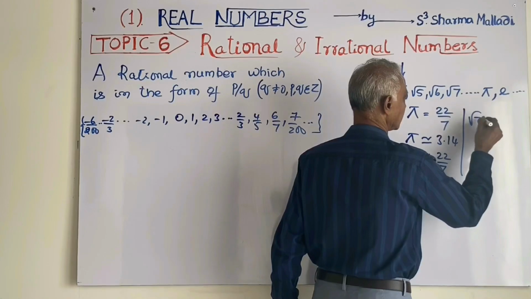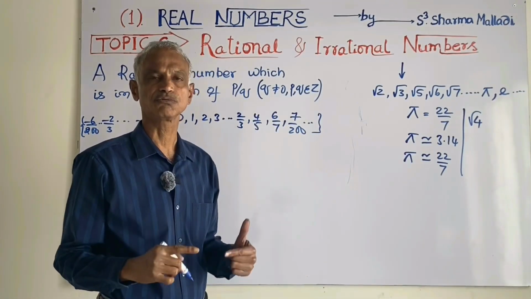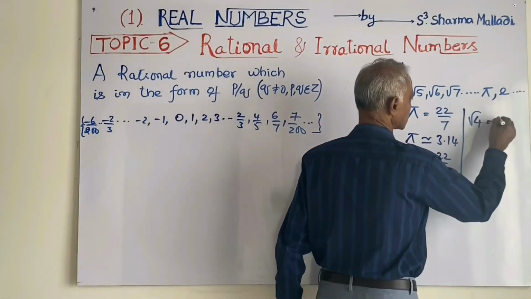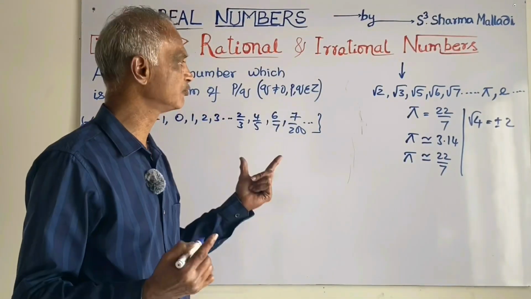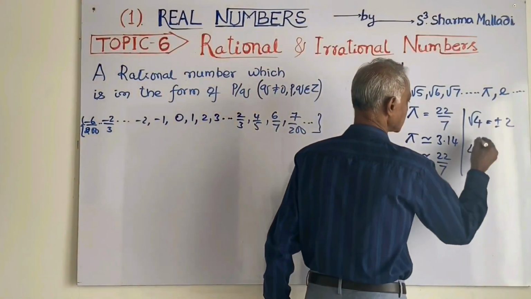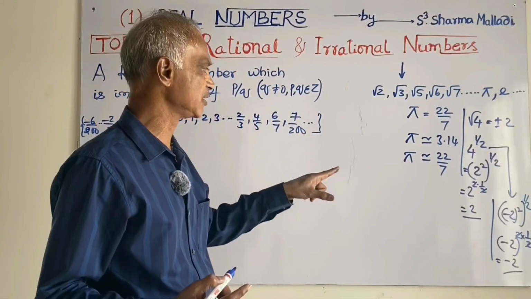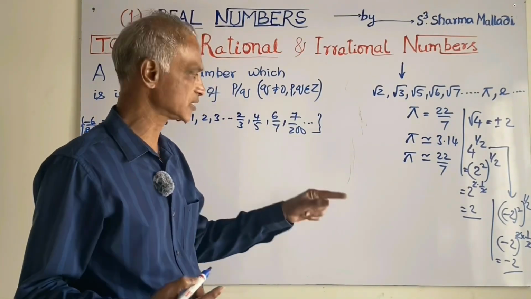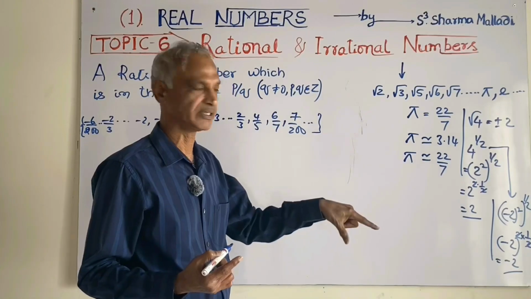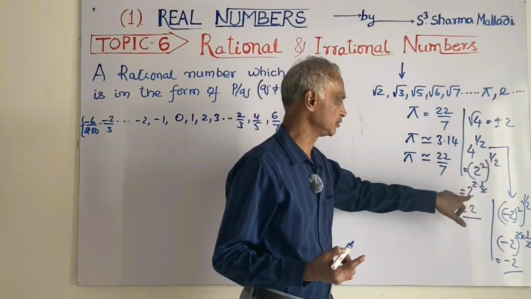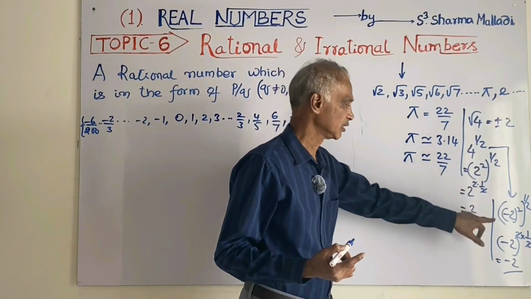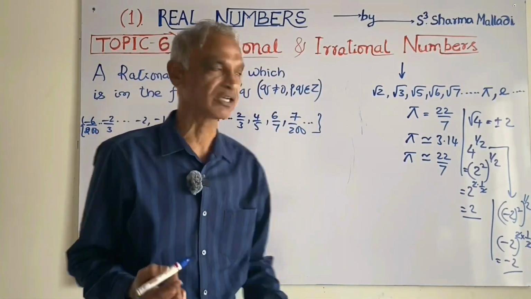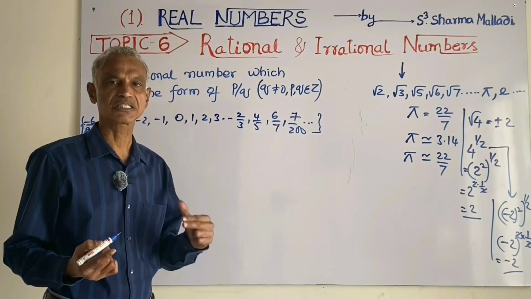Now, see root 4. Root 4 is not an irrational number. Root 1, root 4, root 9, these are rational numbers. Root 4 is equal to plus or minus 2. What is the meaning of root 4? Root 4 means 4 to the power of 1 by 2. It can be written as 2 squared whole to the power of 1 by 2, and also as minus 2 squared whole to the power of 1 by 2. The 2 cancels, and you get plus 2; and for minus 2, the 2 cancels and you get minus 2. That's why the value of root 4 is plus or minus 2.